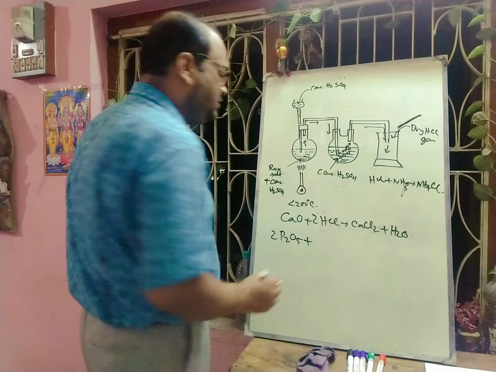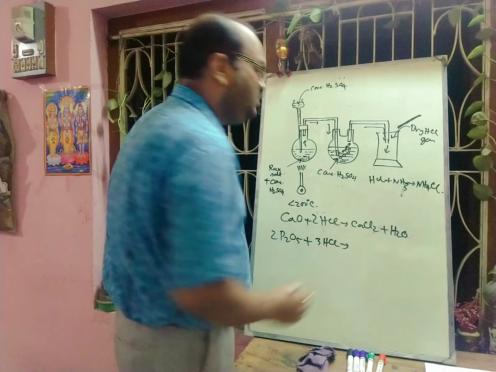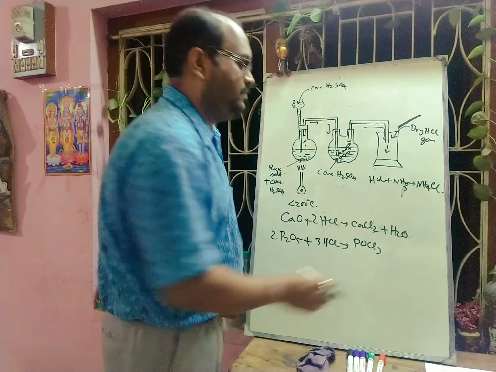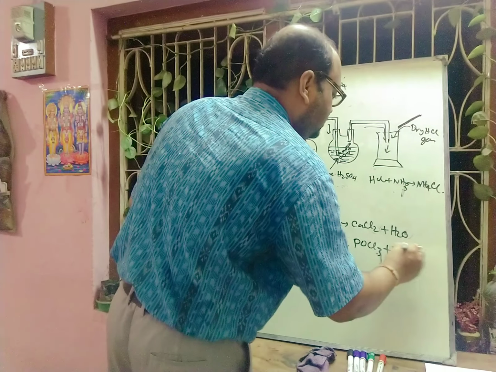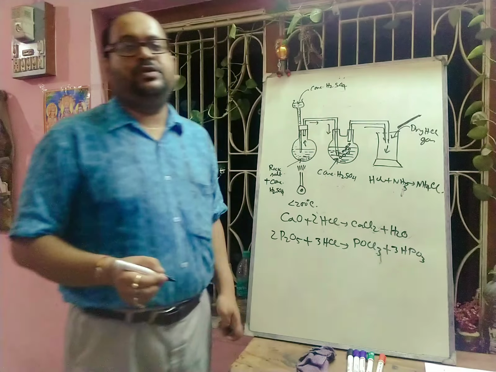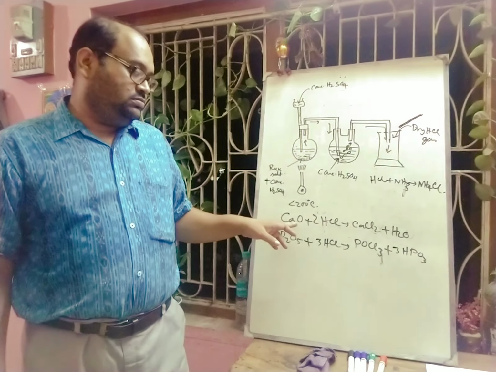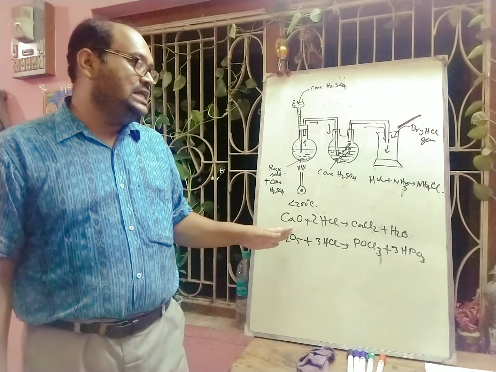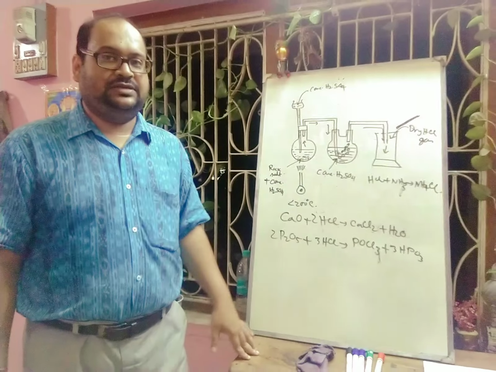P2O5, phosphorus pentoxide, also will react with the HCl, forming POCl3, phosphorus oxychloride, plus there will be formation of metaphosphoric acid, 3 HPO3. So we cannot use calcium oxide or P2O5 as a drying agent during lab preparation of HCl gas. That you have to understand.